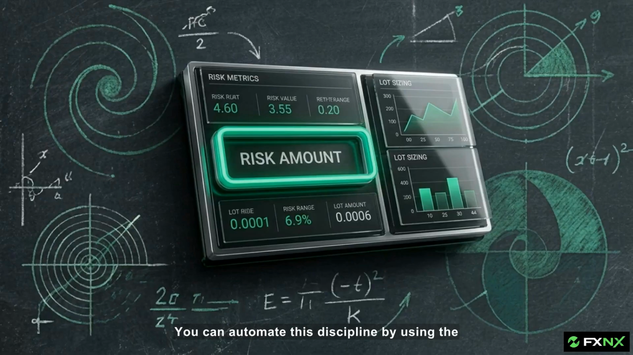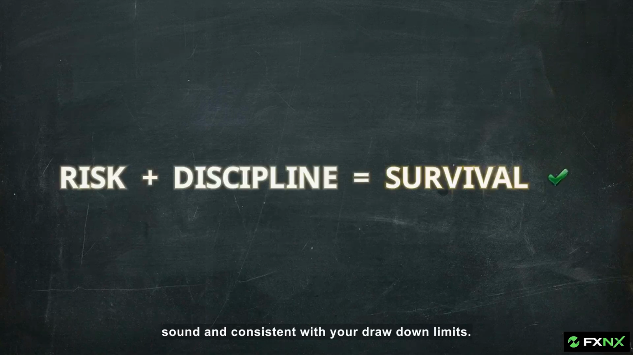You can automate this discipline by using the FXNX position sizing calculator. It ensures every trade you take is mathematically sound and consistent with your drawdown limits.